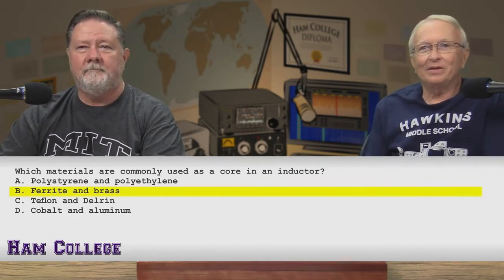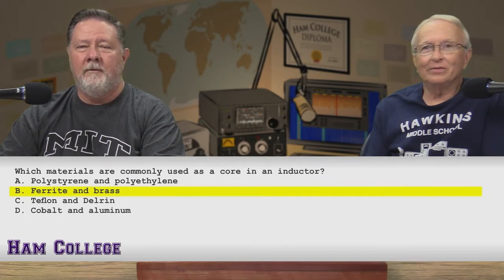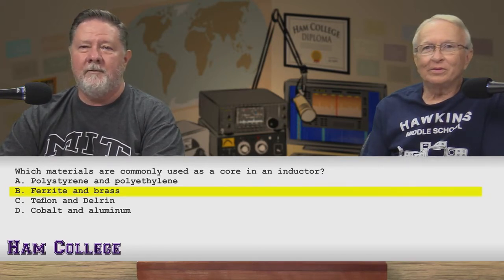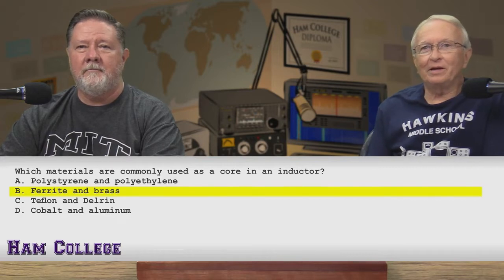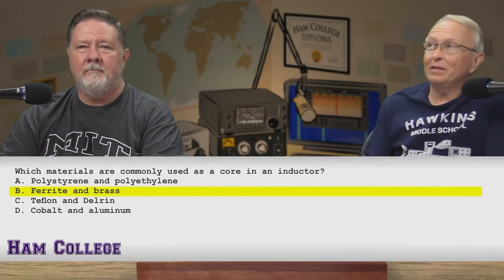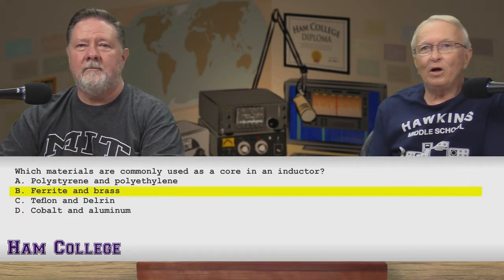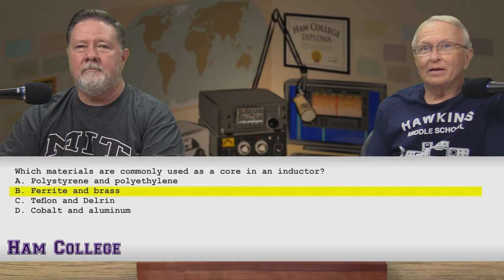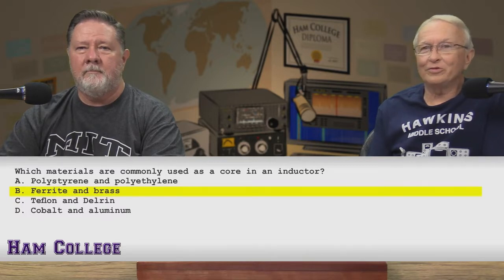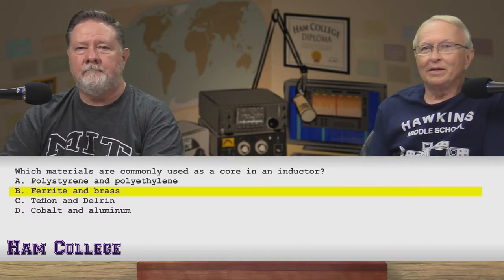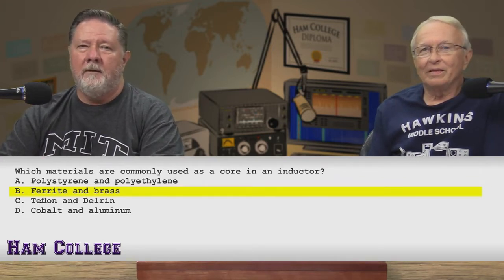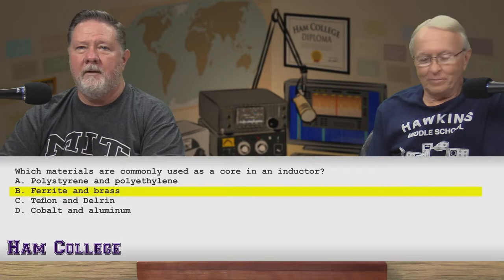Polystyrene and polyethylene are insulators. Yeah, that wouldn't make a good one. I wouldn't think so. Teflon and Delrin, I don't remember what Delrin is, but I think that's an insulator too. Yeah, Teflon definitely is. Cobalt and aluminum. Well, aluminum doesn't have the right properties. I'm not sure about cobalt, but yeah, ferrite and brass. I know for sure ferrite, so I think brass.